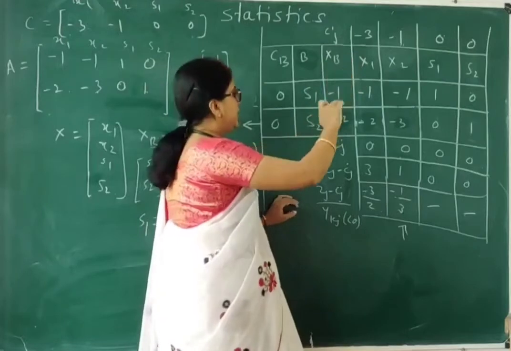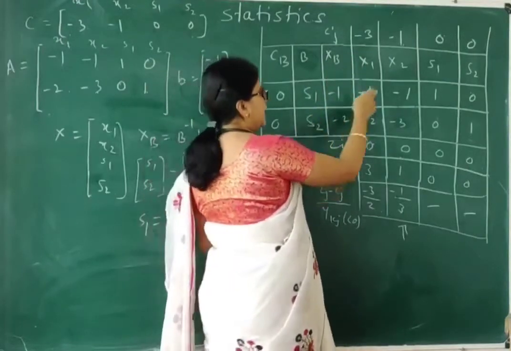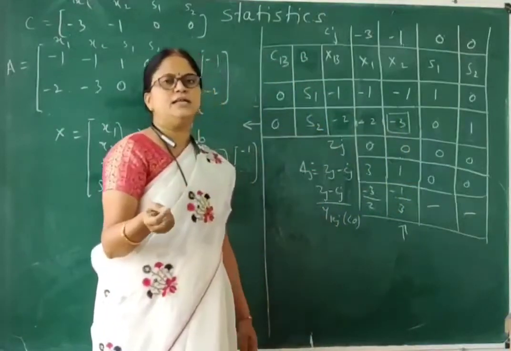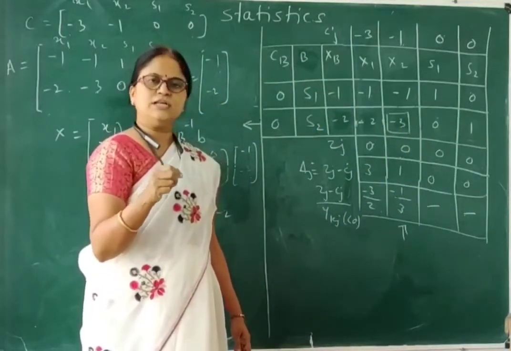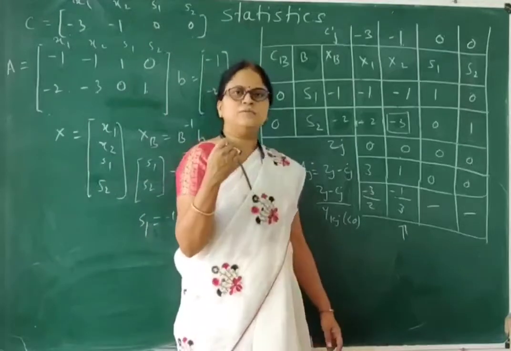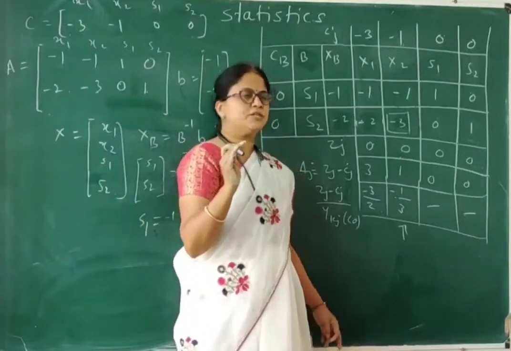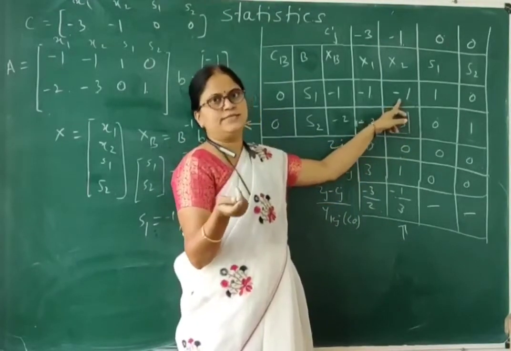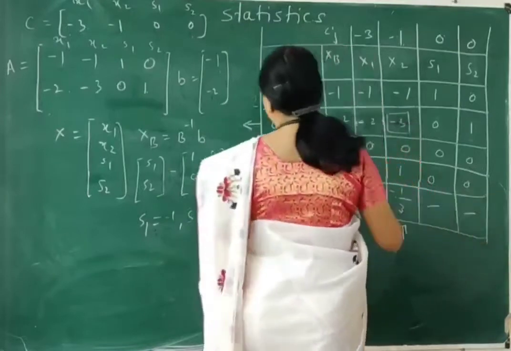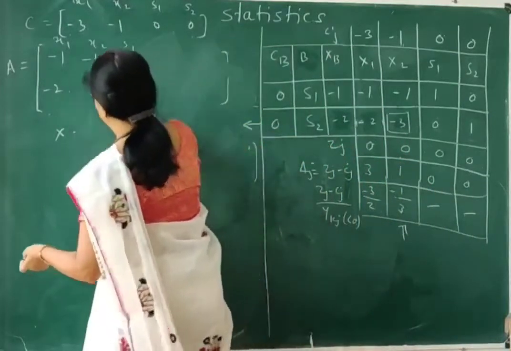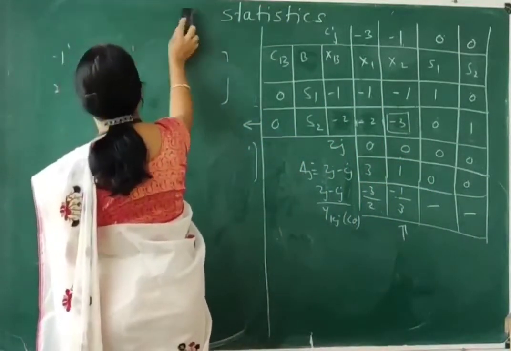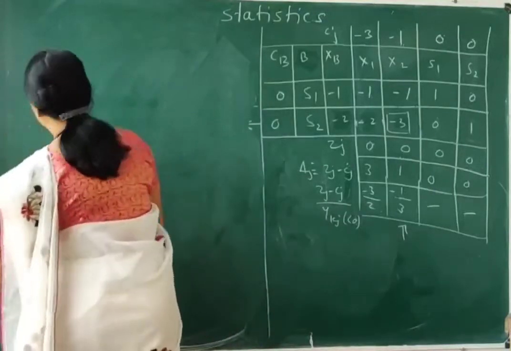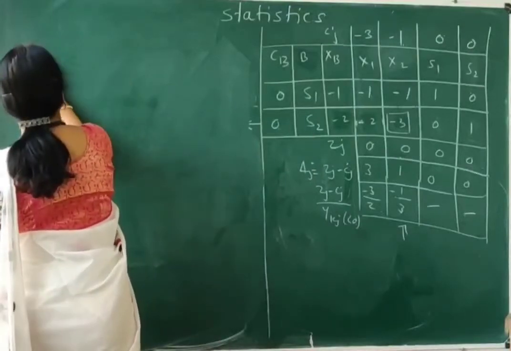Variable x2 is entering and variable H2 is leaving, and here is the intersection point. Minus 3 is the pivotal element or key element. Now, as in our usual simplex method, we transform this to 1 and we convert the others to 0. So my next table is the next table over here.